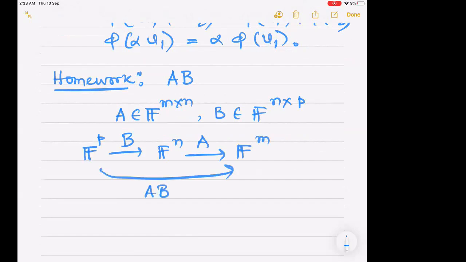If you look at these two maps individually, the map by B and the map by A, then the natural law of composition of two maps will tell you that this composition is given by that weird product AB. So show this as homework.